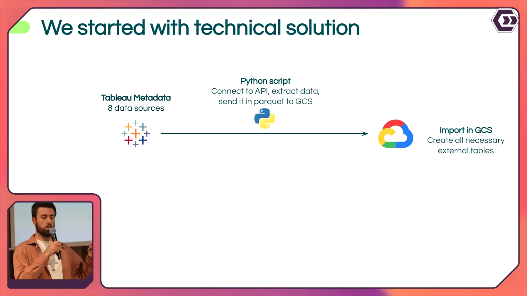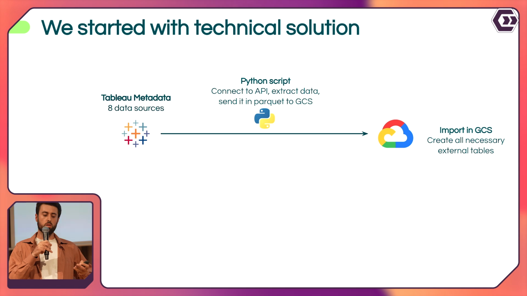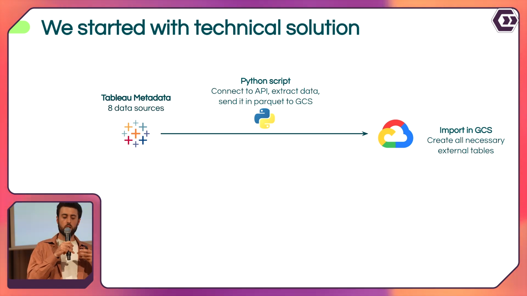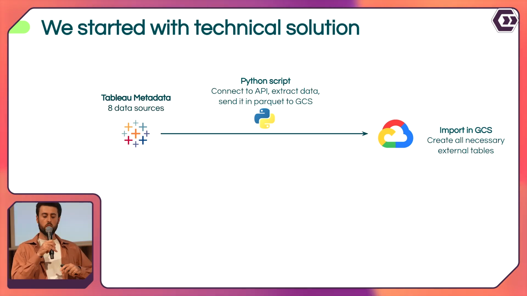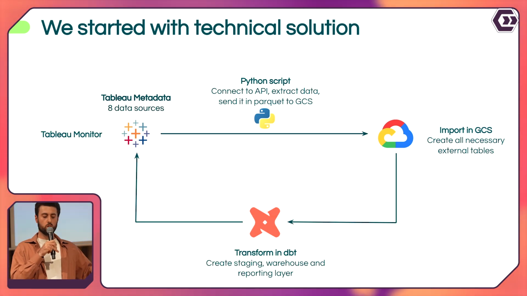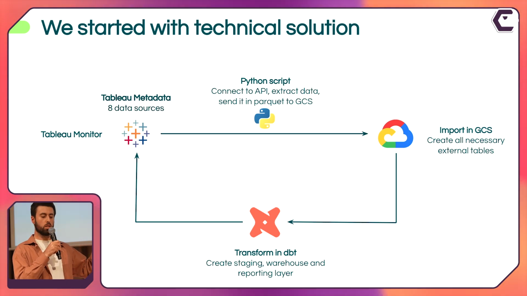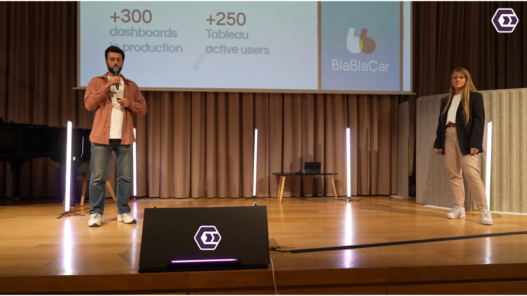So in order to build Tableau Monitor, we created a technical solution. It's a custom Python script that helps us gather the Tableau metadata. It's connected to the Tableau metadata API, extracts the data, and converts it to Parquet. Then we export everything into Google Cloud Storage and create the external tables. And finally, we have a small pipeline in dbt where we have the staging, the warehouse, and the reporting layer. And finally, we are able to connect Tableau Monitor to the reporting layer.